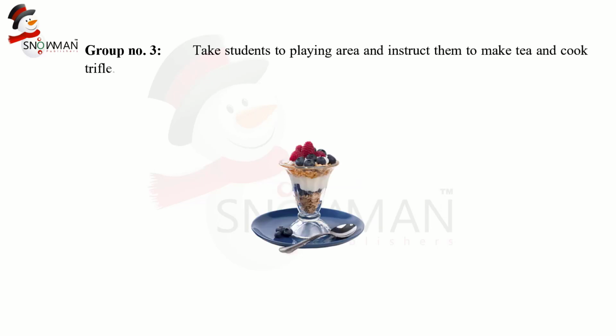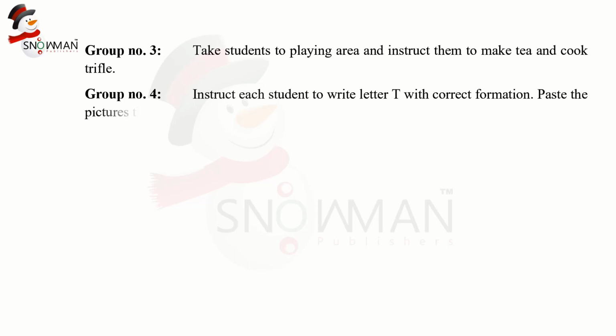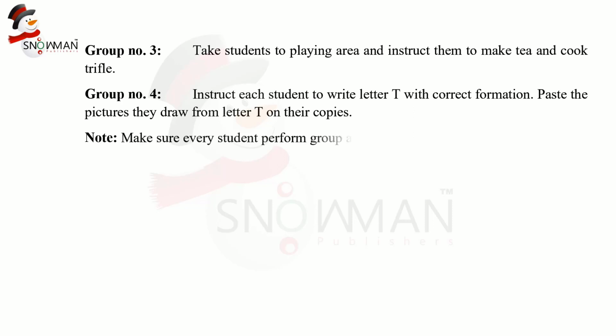Group number 2. Provide the students with white sheet or plain paper and instruct them to draw things that start with letter T. Group number 3. Take the students to the playing area and instruct them to make tea and cook trifle. Group number 4. Instruct each student to write letter T with correct formation. Paste the pictures they draw of letter T on their copies. Note: make sure every student performs the group activity.